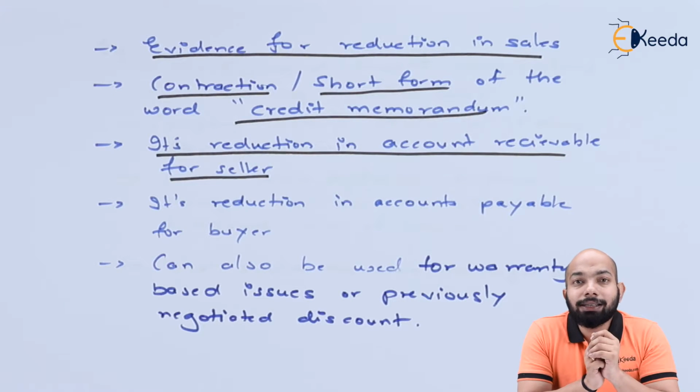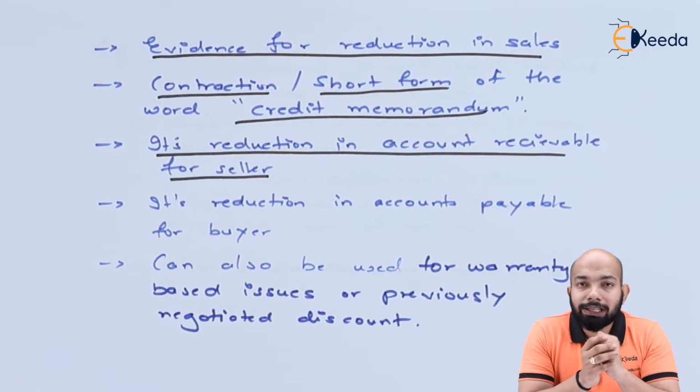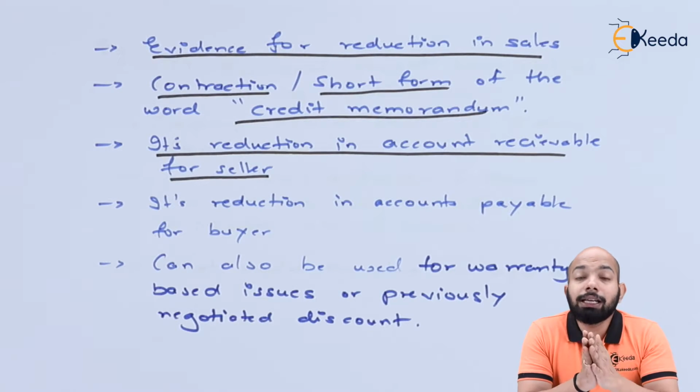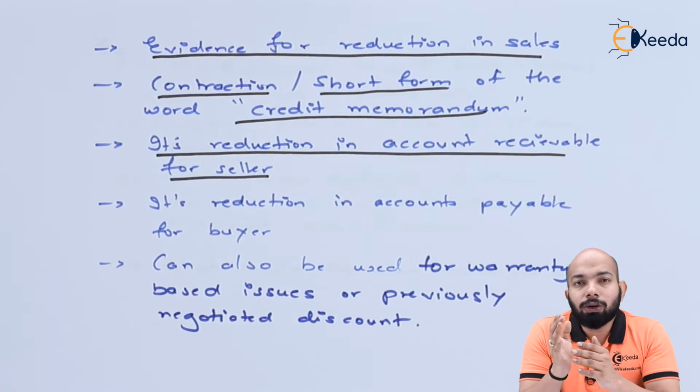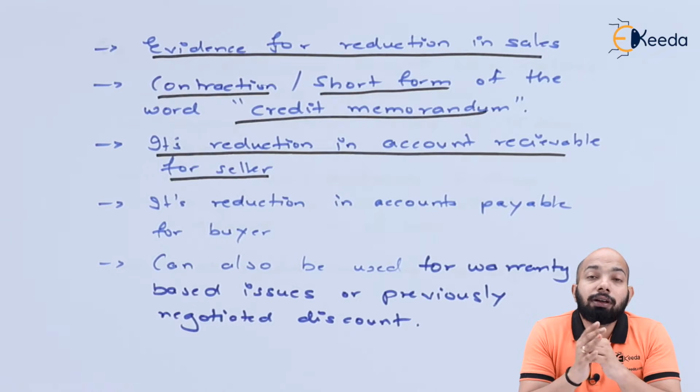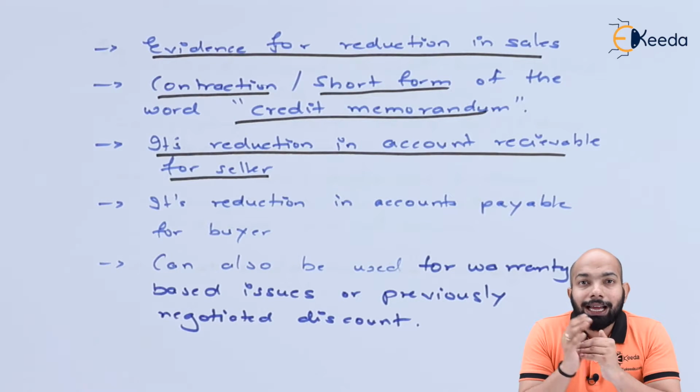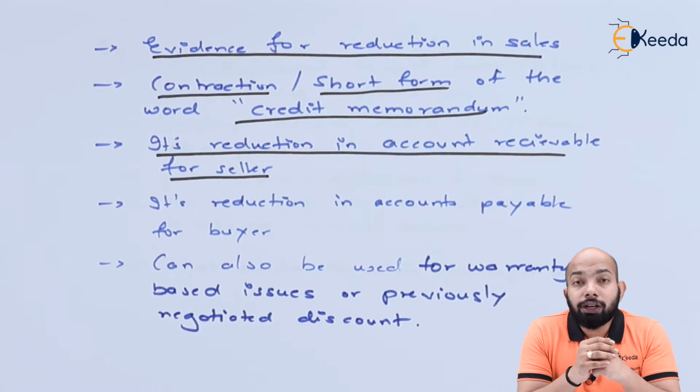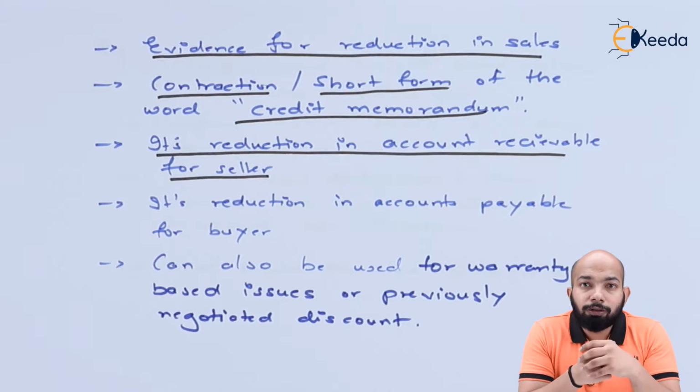So it acts on the accounts receivable, or the credit amount which is supposed to be received is not 1 crore. It is 70 lakhs, because there is evidence with us which shows that there has been a reduction in the value of the sales, and that is because of the sales return or the credit memo. Similarly, it is also a reduction in the value of the accounts payable for the buyer.